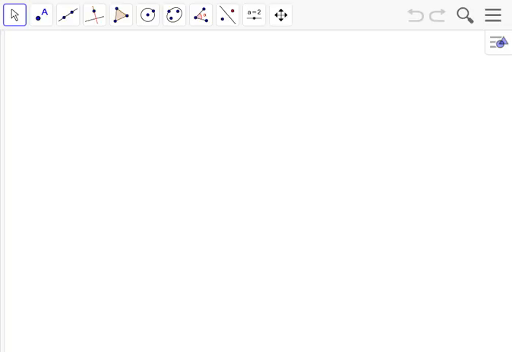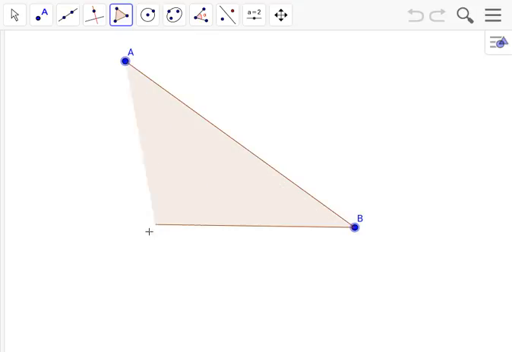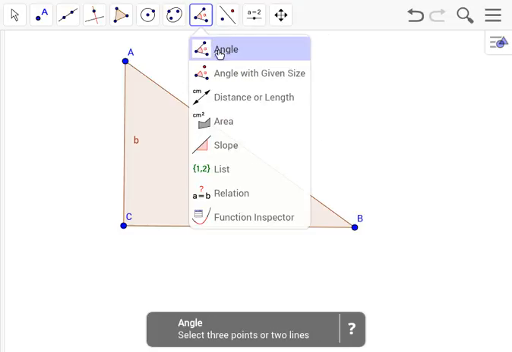Hey guys, so today we're going to be finding the incenter for a right triangle. So let's get on with this, shall we? There, and there. Now let's get the exact measurement.